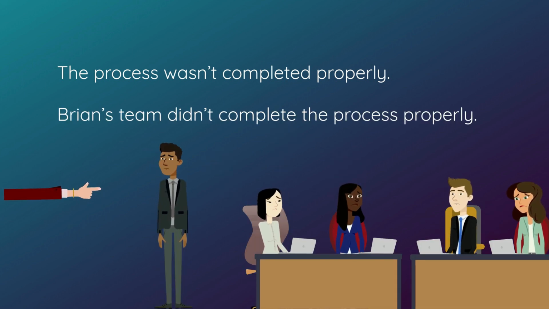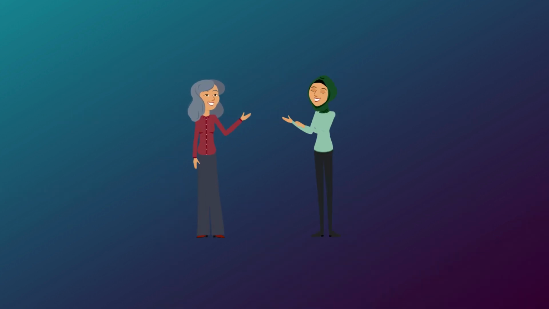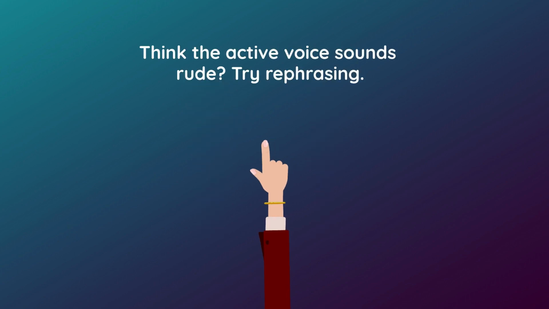The problem is that when you remove people from your writing, it becomes less personal, meaning your readers are less likely to relate. It's also more vague, making it harder for someone to use the information you're giving them. With the active voice, you can be direct, polite, and friendly all at the same time. If something sounds rude in the active voice, try rephrasing it rather than defaulting to the passive voice.